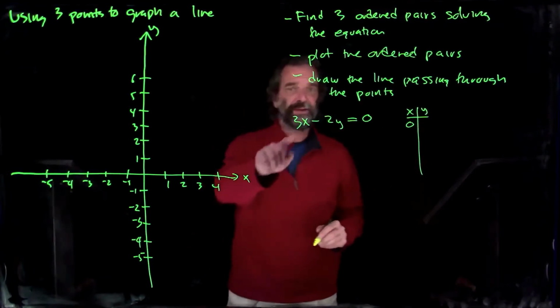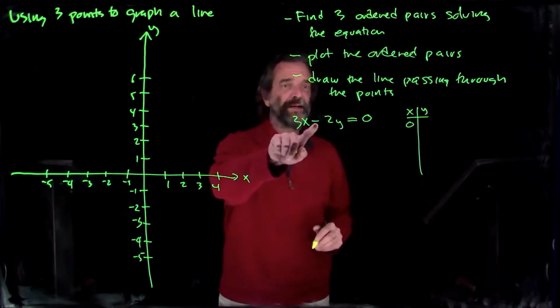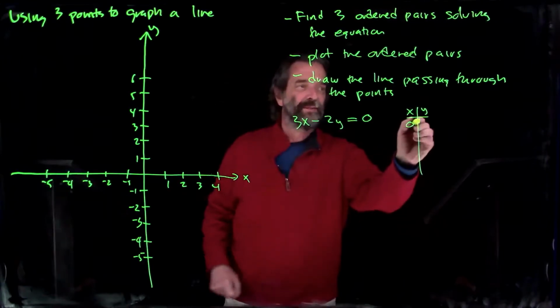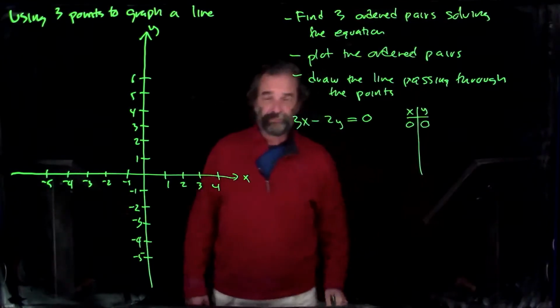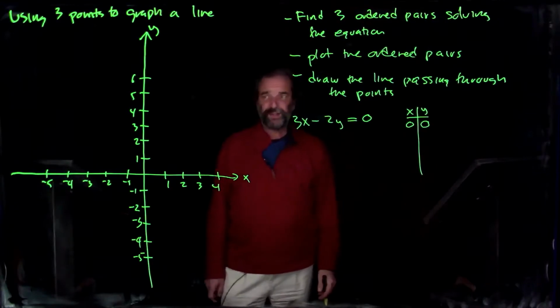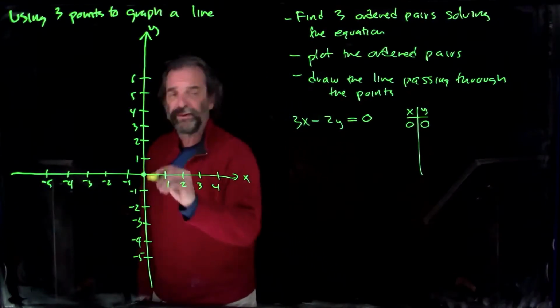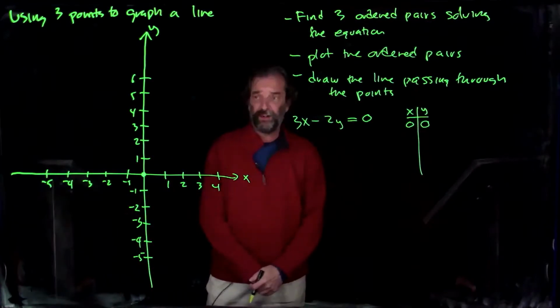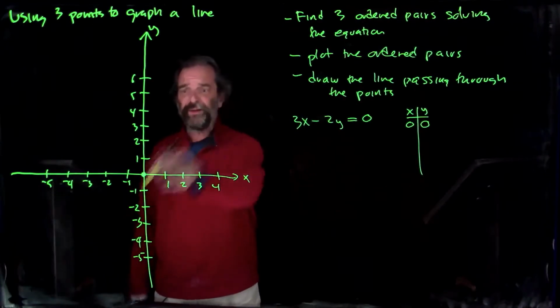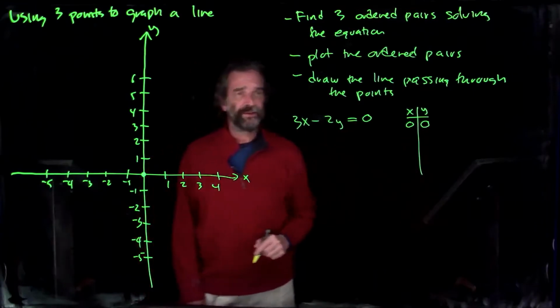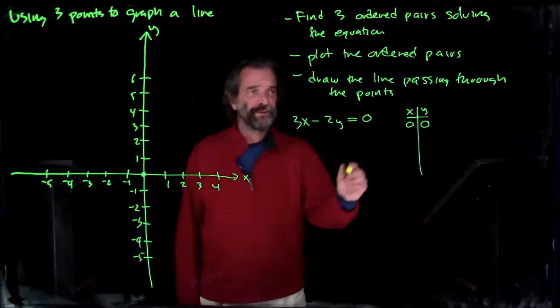Try x equal to 0. Then you get 3 times 0, so you get minus 2y is 0. So that makes y 0. That means this line is going to pass through the origin. Oh, we didn't say that before. The point 0, 0 is called the origin. So that's 1 point, but there's lots of lines that go through the origin, so we need a little more to go on.